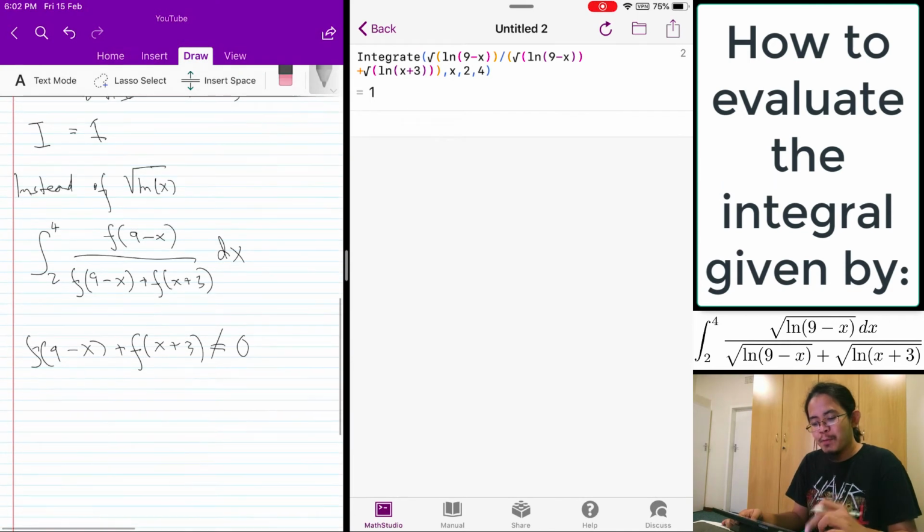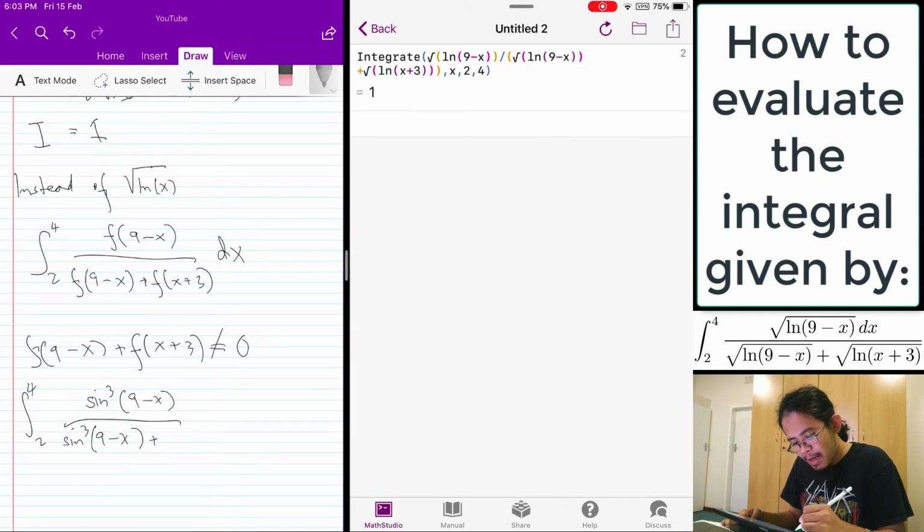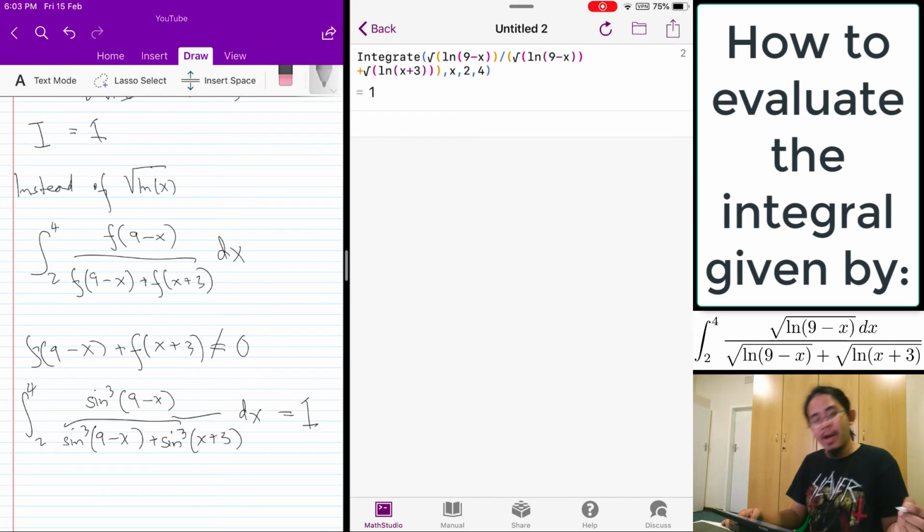So, for example, you have the integral from 2 to 4 of some crazy function, let's say sine cubed of 9 minus x over sine cubed of 9 minus x plus sine cubed of x plus 3. This is equal to 1. How do you do that? You use the exact same method that we did. You just substitute x for 6 minus y, and then you do the same thing. You still obtain the same integration value.